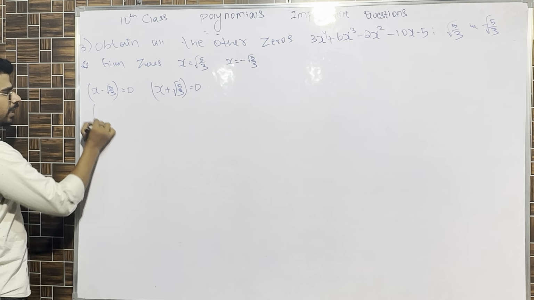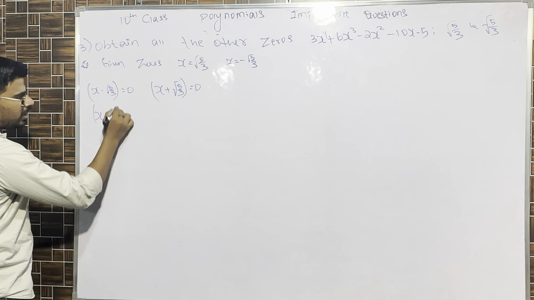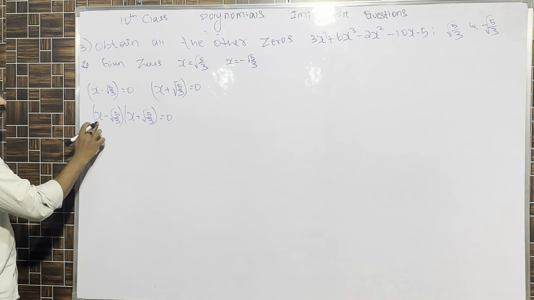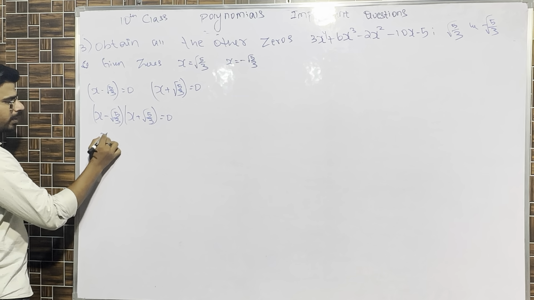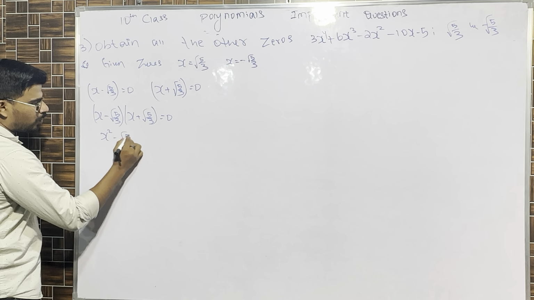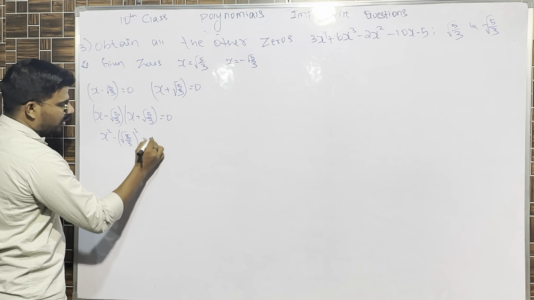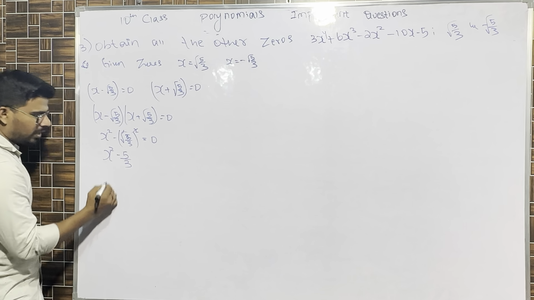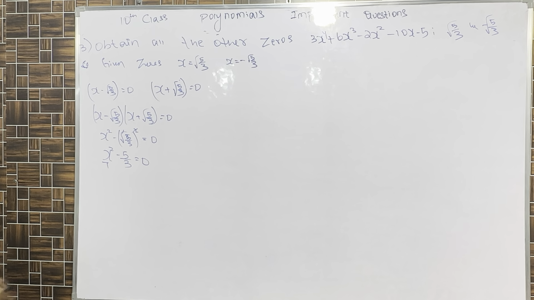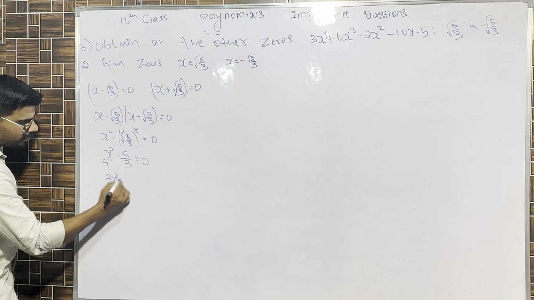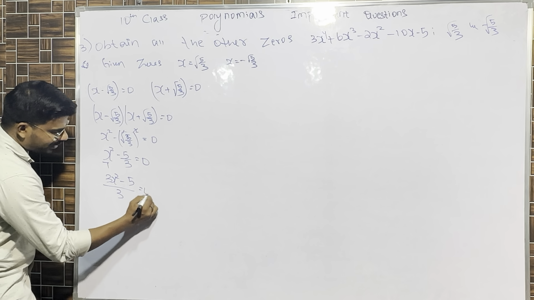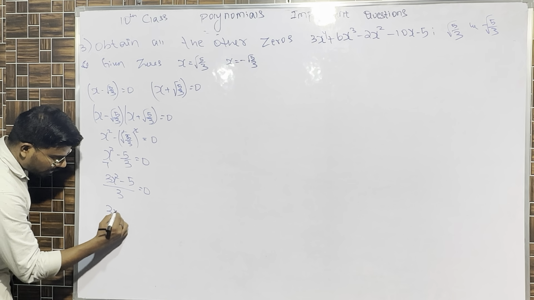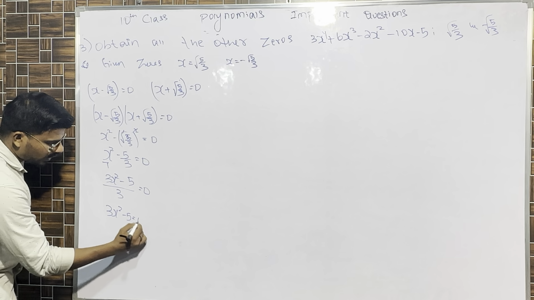Now I can write these two combined. (x - √5/3)(x + √5/3) = 0. (a - b)(a + b) = a^2 - b^2. So x^2 - (√5/3)^2. Here square and root get cancelled. It is x^2 - 5/3 = 0. Cross multiply: x^2 into 3, so 3x^2 - 5 = 0. The 3 is in division; if I send it to that side, it becomes multiplication, and 3 times 0 is 0. So 3x^2 - 5 = 0.